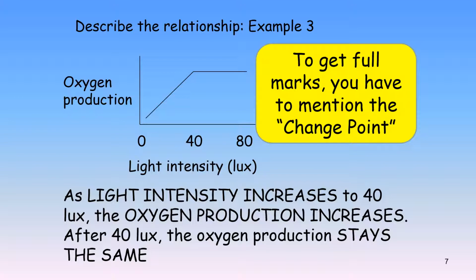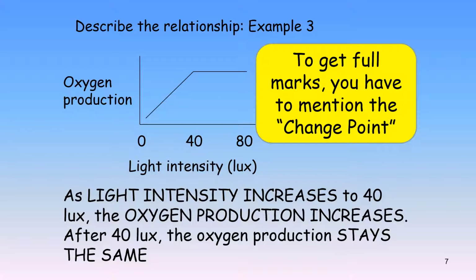You've got 1 mark there for the pattern that you're describing, and then 1 mark there for correctly identifying the change point. Make sure that you are super accurate when you're mentioning the change point. Some people have a tendency of rounding down or rounding up to the nearest number. Let's say the change point's happening at 44 lux on the graph, and they're like, oh, it's happening at about 40.